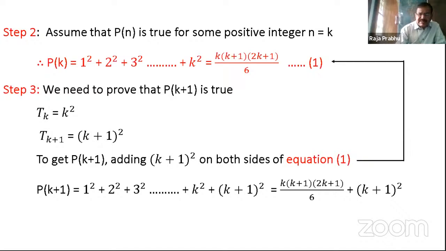Here, children, follow this step. 6 is the LCM. By doing LCM 6, here the numerator will be k square plus k square into 2k becomes 2k square plus 1 into k is k plus 6 into k, 6k plus 6 into 1 is 6. So only that step is written in the next.